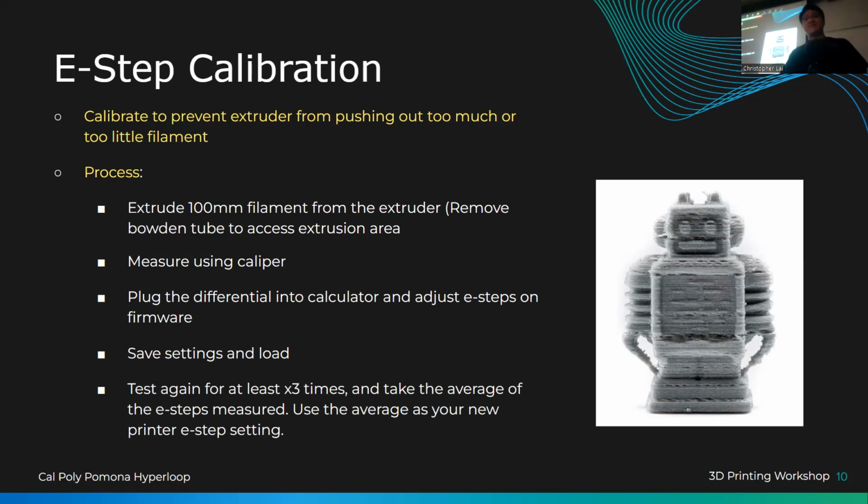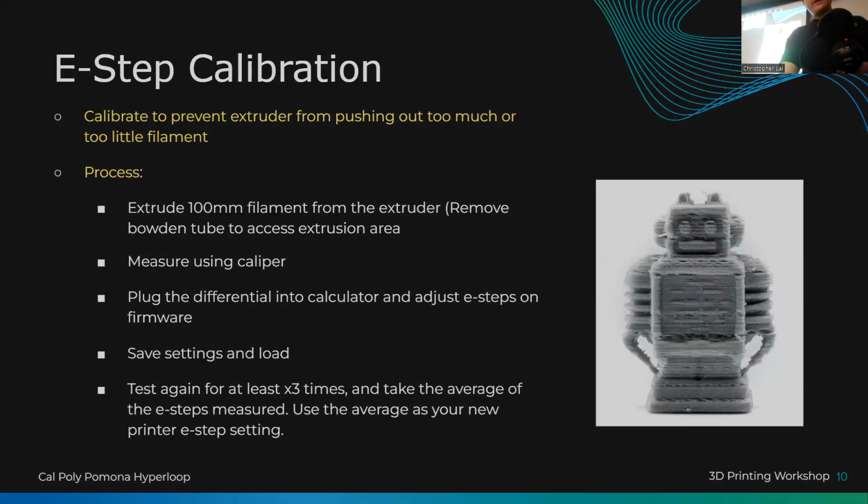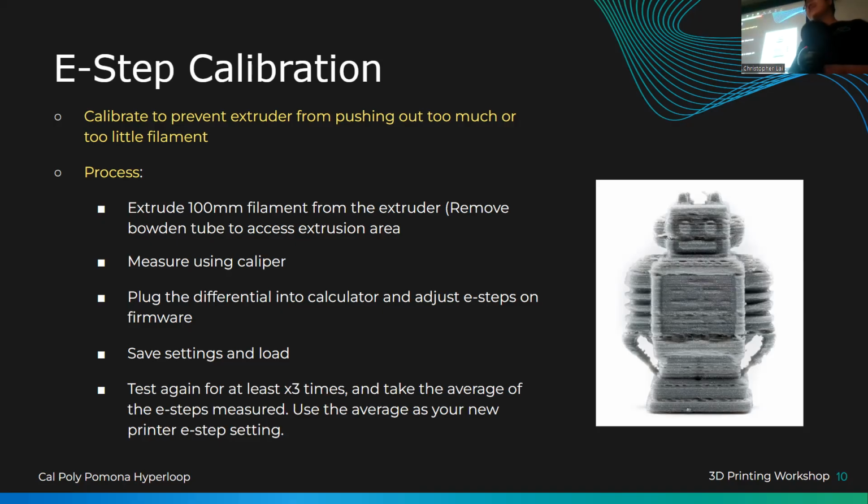Basically, a summary on E-steps. I'll feel bad for anybody who ever actually has to do it. It's not that fun. I will say I put this on here last semester when we were doing the belt printers, because for the belties, you do have to do E-step calibration. What you do is you print out a 100 millimeter long block cube, and then you measure it using calipers to see if it's accurate or not.